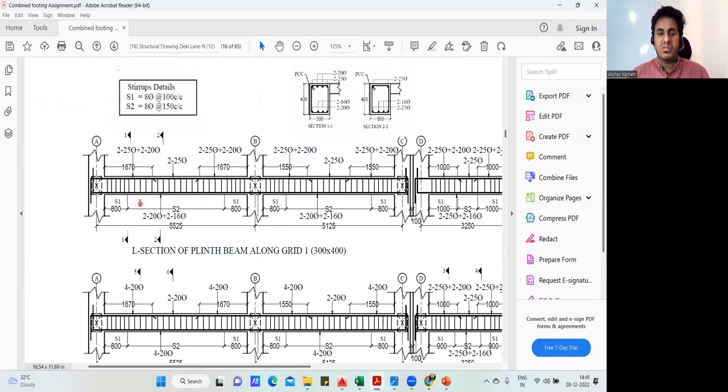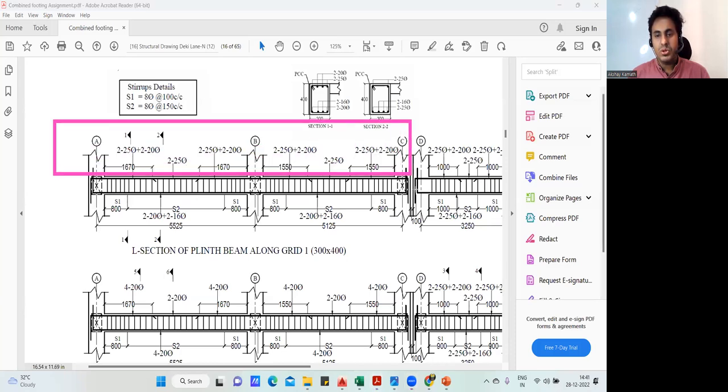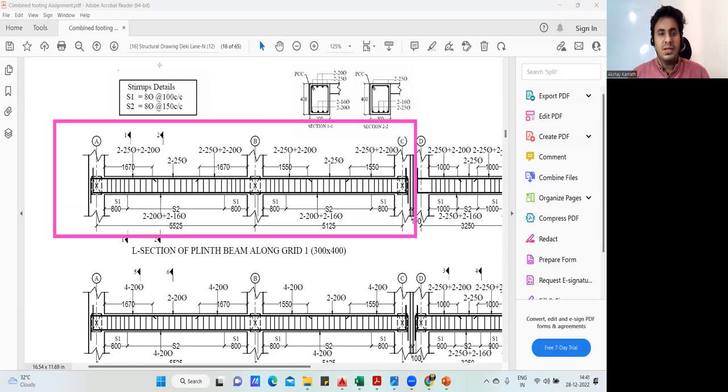Now we need to find all these things. So first what we'll do, this entire thing is our beam. Agree with me? Up to here is our beam. So first I'll find only for the S1 portion. This is my S1. Here I want to find. This is also S1 portion. Here also I'll find. Here also it is S1. Here also it is S1.